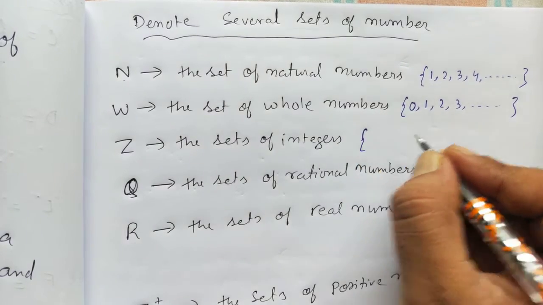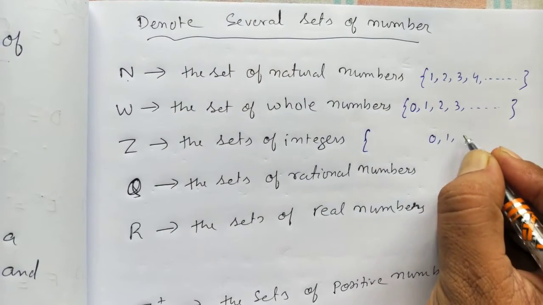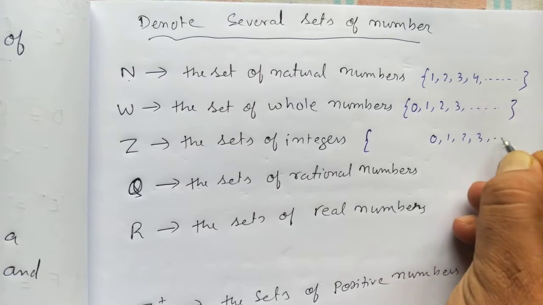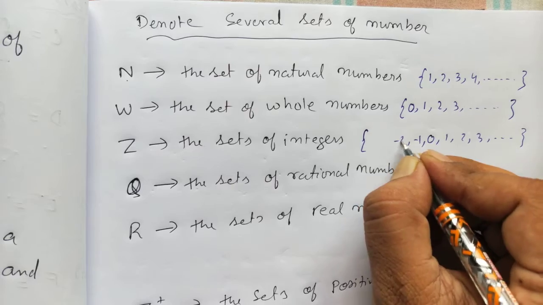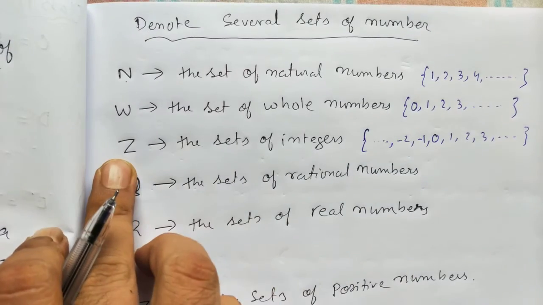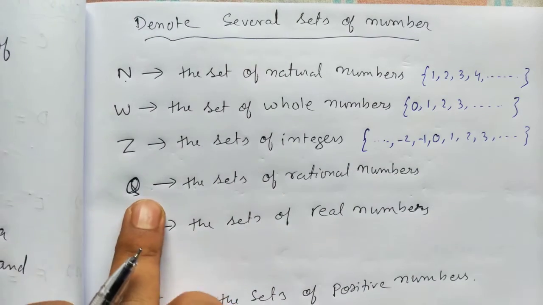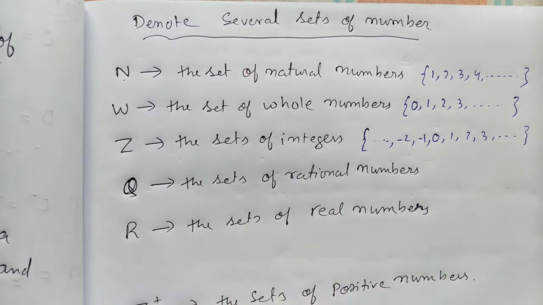Z means the set of integers. Integers: all the positive numbers, all the negative numbers, and 0 are integers. So Z represents integers.